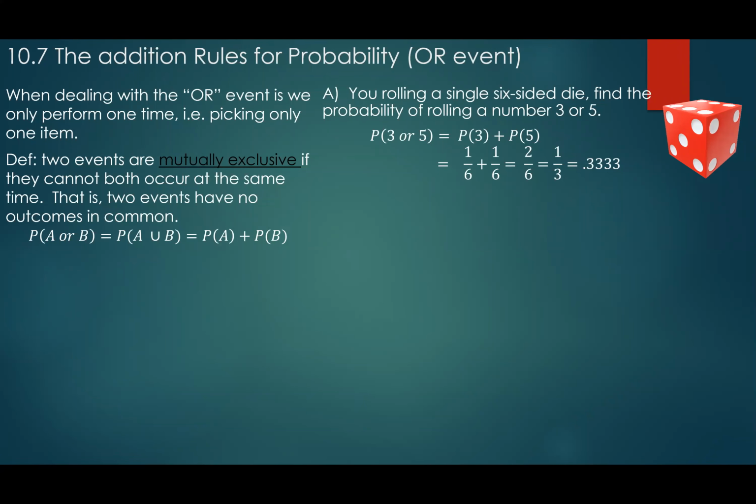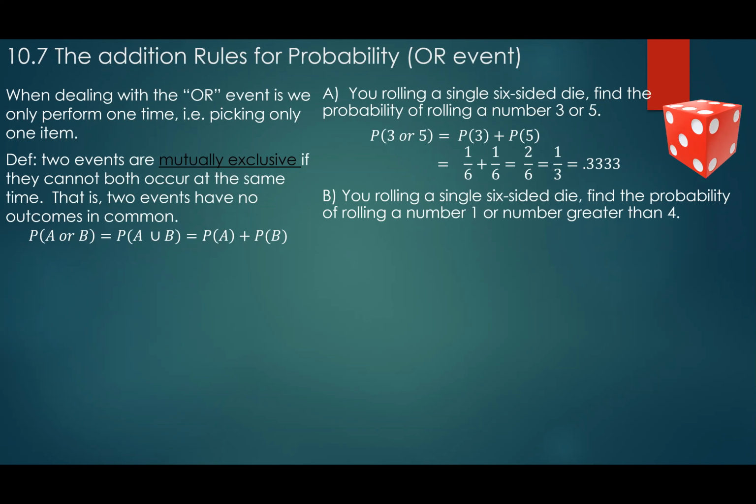Okay, because they are mutually exclusive, the number 3 and the number 5 cannot occur at the same time if I only roll one dice. If I roll 2 dice, then yes, there can be a number 3 and a number 5, but we deal with that later. This one here, we only deal with one dice.